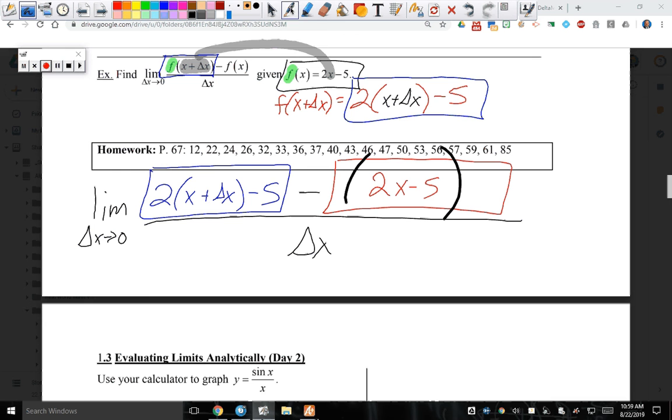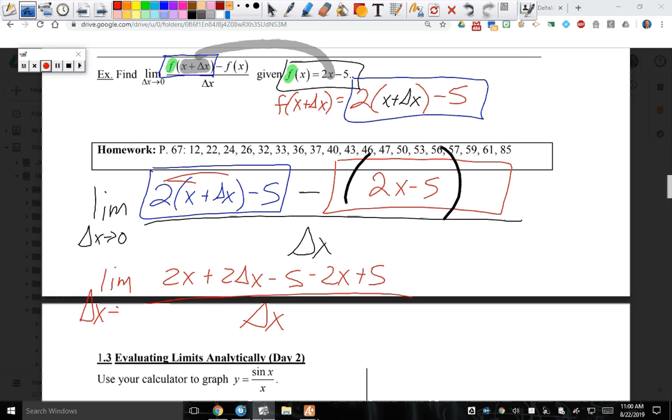Okay, so now, let's start simplifying. We have 2x plus 2 delta x minus 5. Help me out. What do I continue to write? Minus 2x plus 5, all over delta x. Can I plug in now? Should I plug in now?